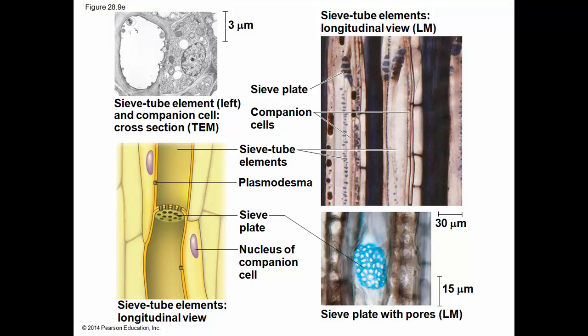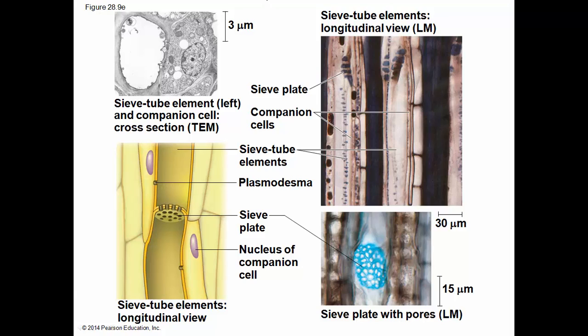Alongside each sieve tube element is a non-conducting cell called a companion cell, which is connected to the sieve tube element by numerous plasmodesmata. The nucleus and ribosomes of the companion cell serve not only the cell itself, but also the adjacent sieve tube element. In some plants, the companion cells in leaves also help load sugars into sieve tube elements, which then transport the sugars to other parts of the plant.